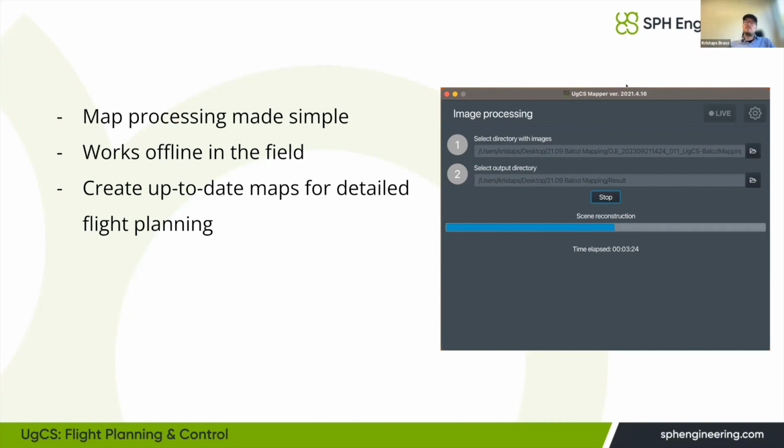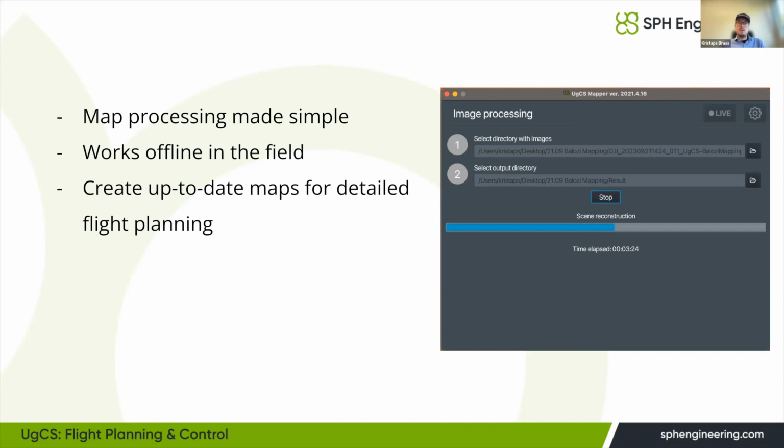You can see the workflow is very simple. When you have Mapper open, you simply select the directory where you have the images from the drone. Next, you select the output directory where you want the result from the processing to be stored. Then there will be a process button. In this screenshot you can see it's already in action, but you'll see in a moment. So there's the process button, you press on that, and then the map processing starts.